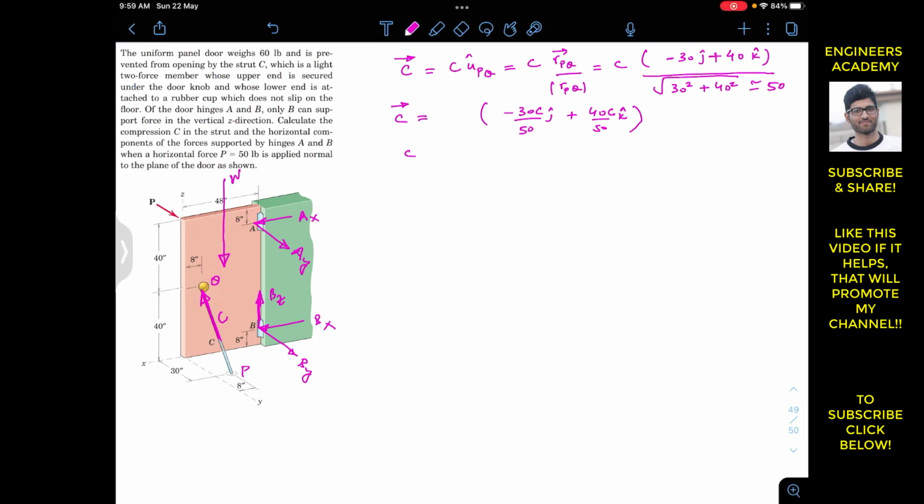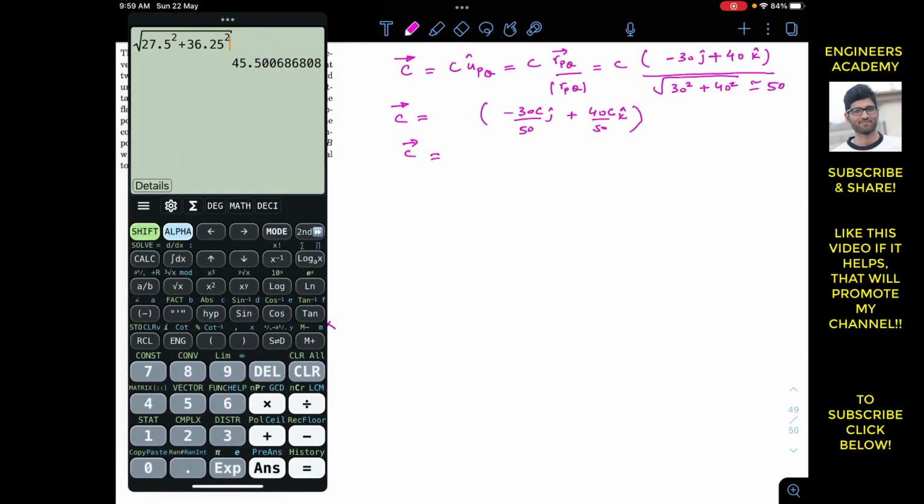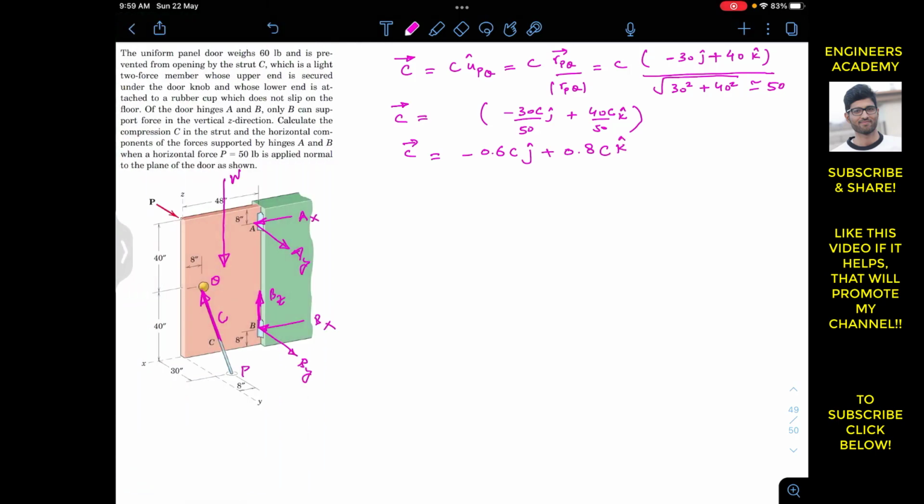This is the C vector, and 30 divided by 50 gives us 0.6, so this is minus 0.6 C j, and then 40 divided by 50 gives us plus 0.8 C k. Remember, this is 0.8 C into k. So from this we can conclude that C has only two components, one in the Y direction and one in the K direction.